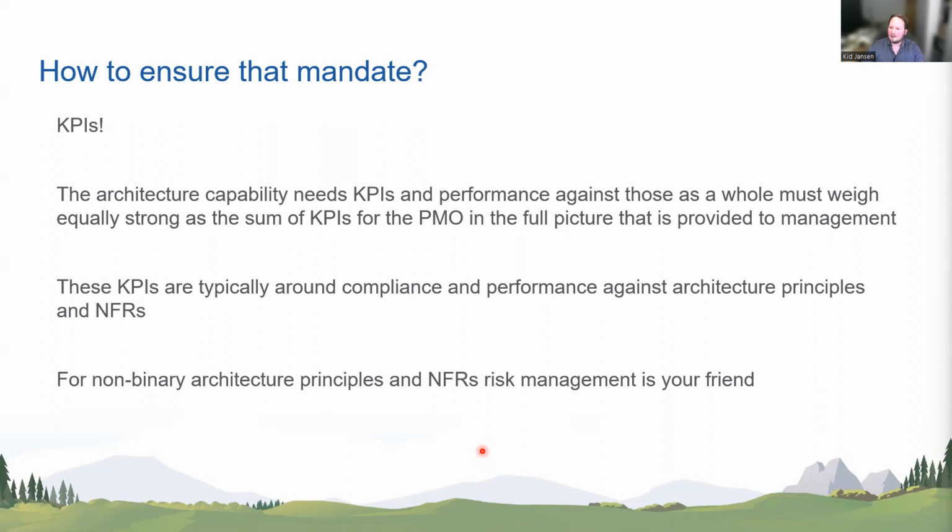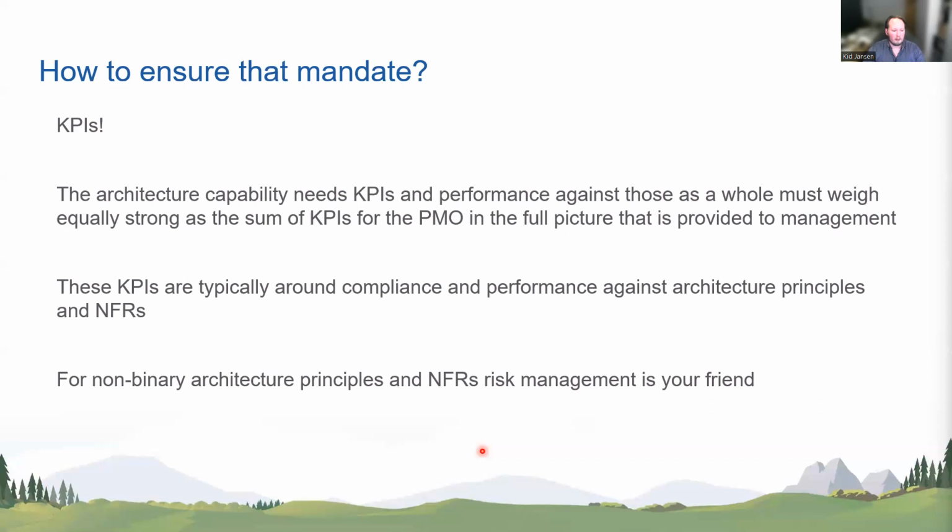So the architecture capability is the department, the practice that defines the architecture for the solution. They should also have KPIs, and those KPIs are typically defined around two things. One are the architecture principles, and the other are NFRs. And for both of those, you have binary versions, meaning that you can either be compliant with a principle or non-functional requirements, or you're not. And there are also analog principles and NFRs, where you can be less performant or more performant or compliant, but it's not a yes or no thing. It's a sliding scale.